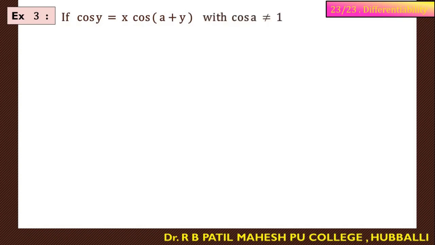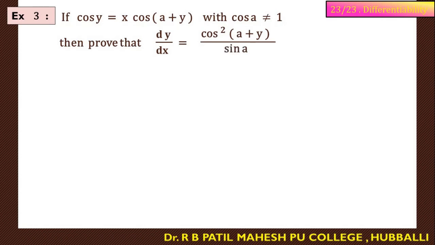Now see the next question. If cos y is equal to x into cos of a plus y, with cos a not equal to 1, then prove that dy by dx is equal to cos square of a plus y divided by sine a. This example is different. It is not a function with respect to another function. It is a different example. So here you have to prove that dy by dx is cos square of a plus y divided by sine a. Now see the solution.